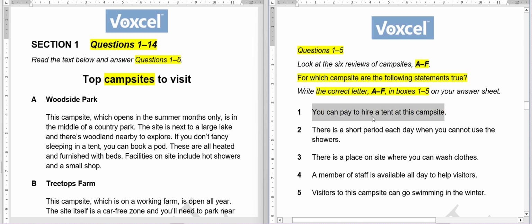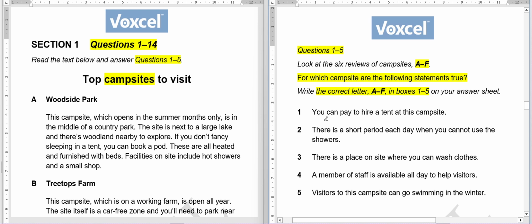Now let me do this. First, we're going to read the questions, try to understand the differences between them, and then we will read paragraph A and try to find the answers. Now one thing is quite clear: we have 6 campsites, A to F, but how many questions do we have? 5. So there will be one campsite which doesn't have any answer. I hope it is clear. Obviously, because we have 5 questions and A to F means 6 campsites, one campsite is extra.